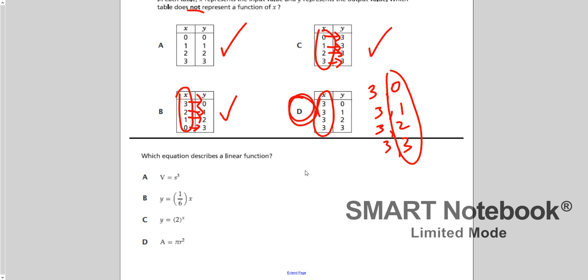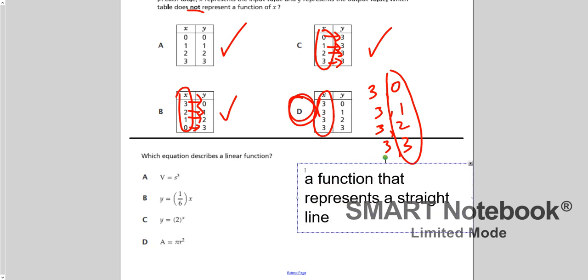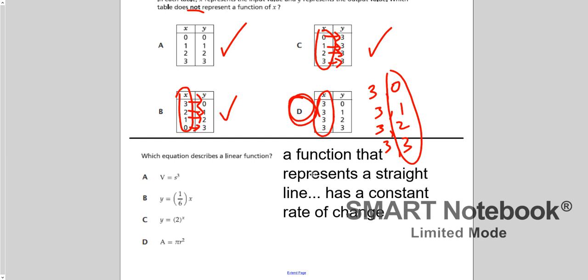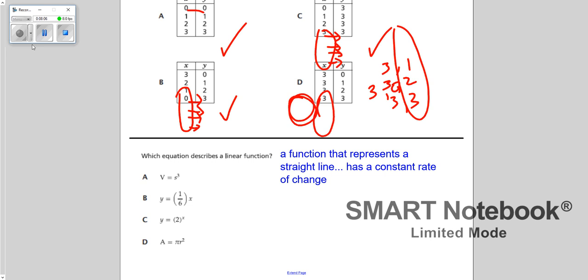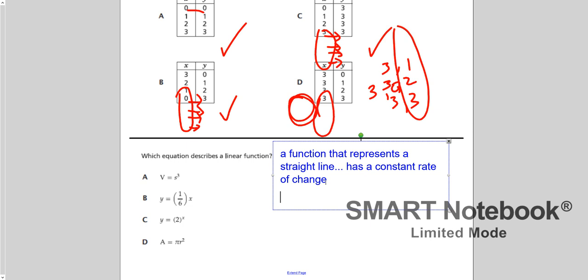So a linear function is a function that represents a straight line, and more importantly, has a constant rate of change. So you could tell that something is a straight line when it has a constant rate of change, and remember that rate of change is just another word for slope. The other thing to keep in mind is that all linear functions can be written in the form y equals mx plus b. They're not all going to be given in that form, but they can be.